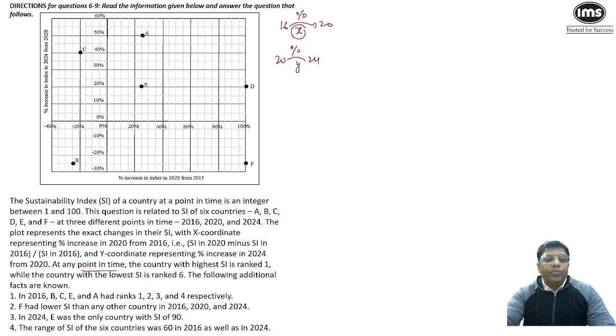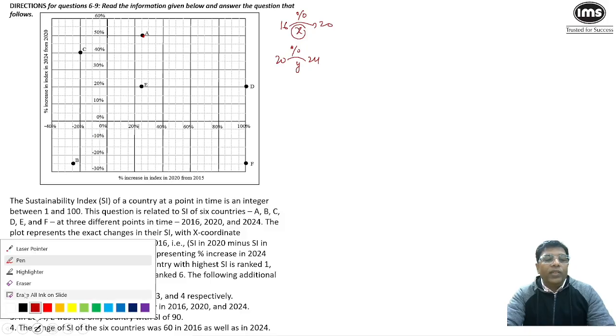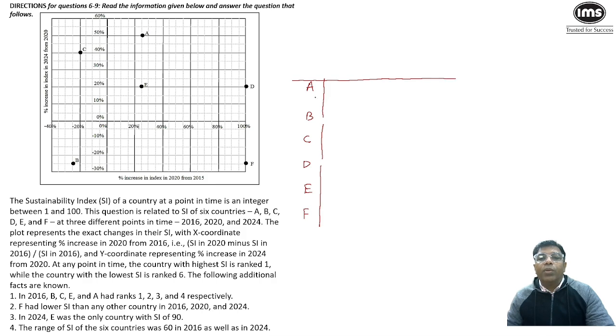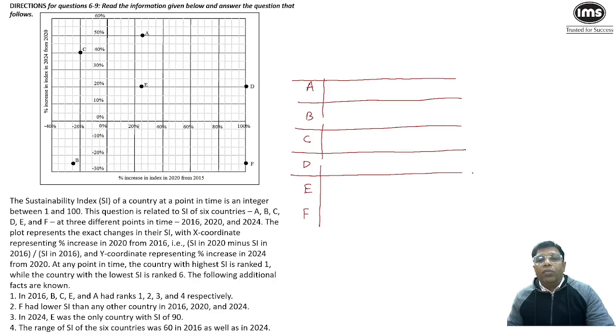So let's try to solve the set. First thing is we will represent the data in a very structured manner so that we can solve the set. So let me make over here 6 countries: A, B, C, D, E, and F. You can write all the percentage changes in one go, or we can go question by question. Both the approaches are fine, whatever is comfortable to you. We will try to solve the whole set in one go if we are able to do that. Let me write 2016, 20, and 24.